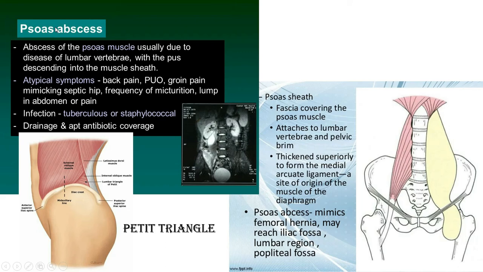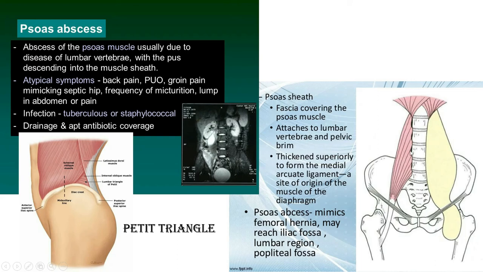Psoas abscess is an abscess over the psoas muscle, usually due to disease of the lumbar vertebra, with pus descending along the muscle. Atypical symptoms like low back pain, pyrexia of unknown origin, groin pain mimicking septic hip, frequent micturition, and a lump in the abdomen or flank should make you think about psoas abscess. Tuberculosis and staphylococcus are the most common causes of psoas abscess, and drainage and proper antibiotic coverage is the treatment of choice.